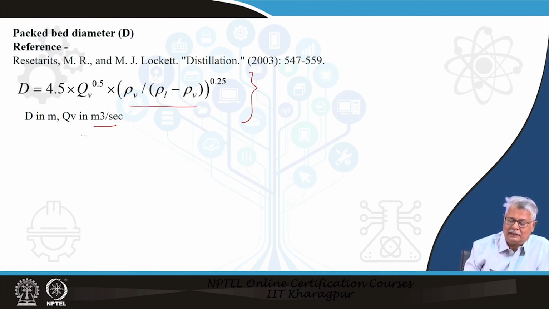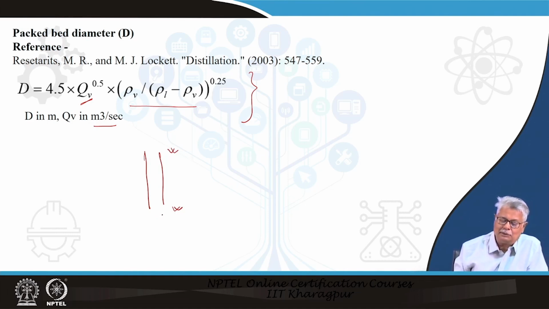If I do this, in order to find out QV, we need to find out the condition at the top and at the bottom. It is obvious that at the bottom you have more moles in the vapor phase, but at the top usually your QV will be higher. So normally you will be evaluating the QV at the top and the bottom, and you will be taking the QV of the higher value. Now based on this, you will be finding out the diameter.